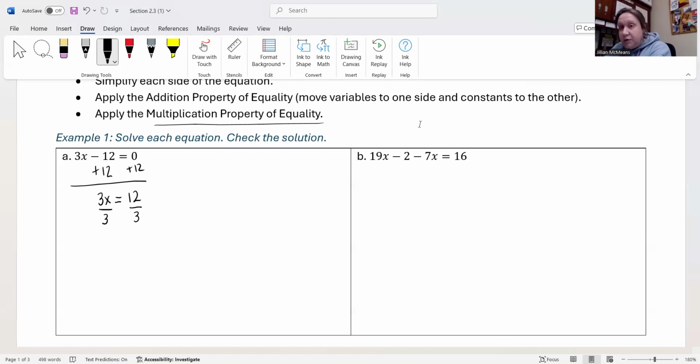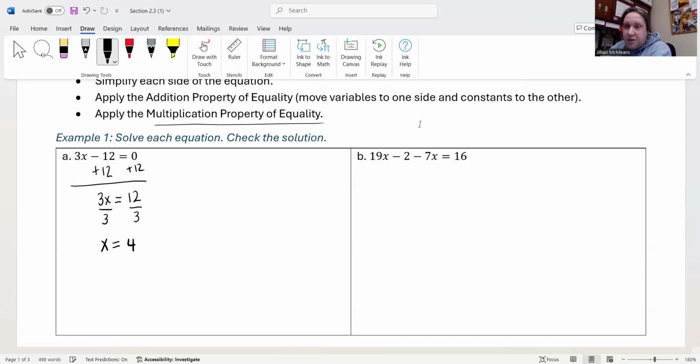And notice on the left, 3 divided by itself is just 1. Anytime you take a number and divide it by itself, it equals 1. So we just get 1 times x, or just a single x. Now on the right, 12 divided by 3, positive divided by positive, we're going to get positive 4.